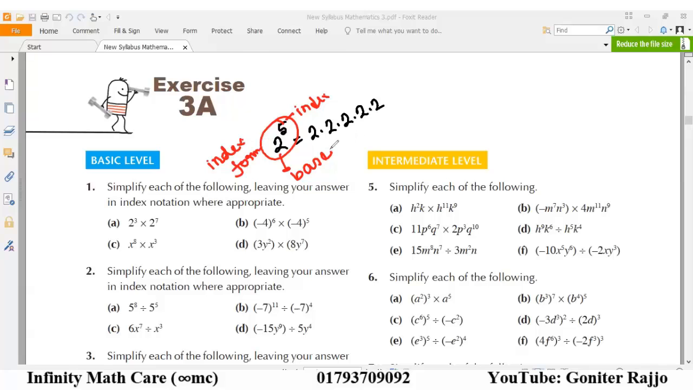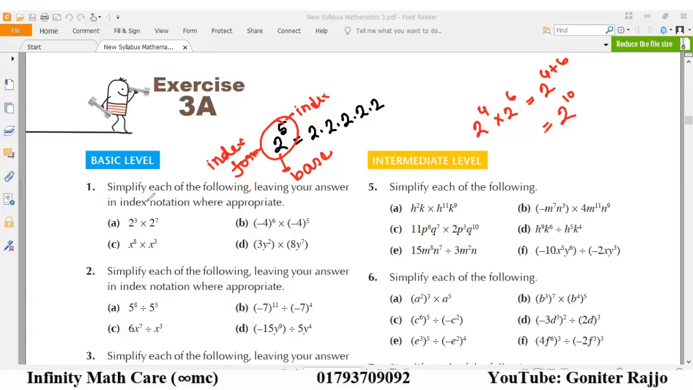That means 2 to the power 5 represents how many times it will be multiplied. The power, 5, represents that 2 will be multiplied 5 times. Another thing: if both bases are the same, suppose 2 to the power 4 multiplied by 2 to the power 6, with a multiplication sign between them, then we will add the powers. 4 plus 6. Very simple. 2 to the power 10 will be the final answer.